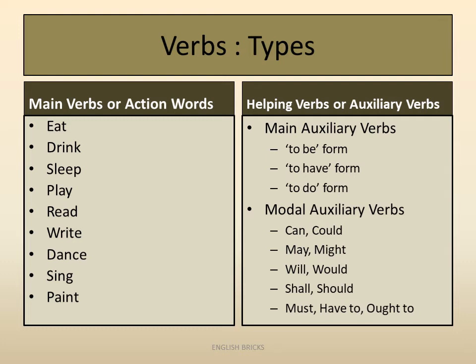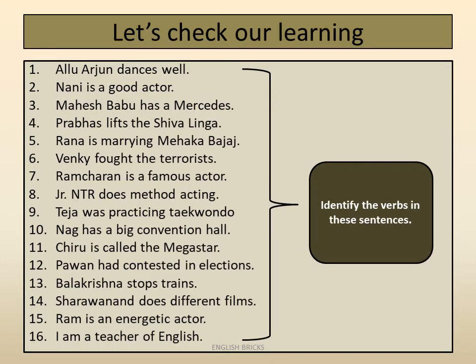But first, try to understand that there are 2 main types of verbs: the main verb, which is the action word, and the helping verbs, which are divided further into main helping verbs or main auxiliary verbs and modal auxiliary verbs. I hope this is clear so far. Ready to check your learning on verbs? What are verbs? Verbs are, yes, action words, state of being words, and words that show possession. So shall we check our learning?